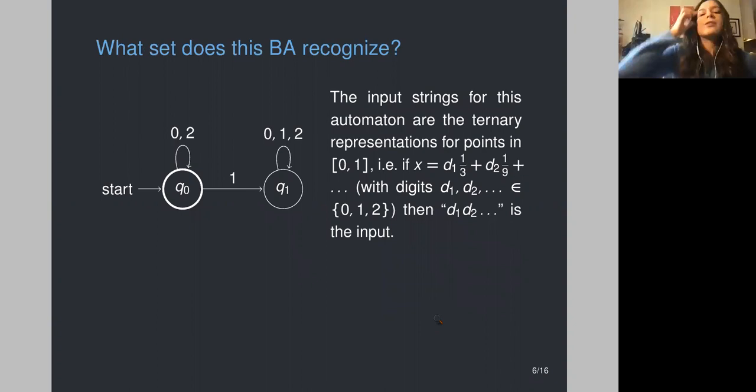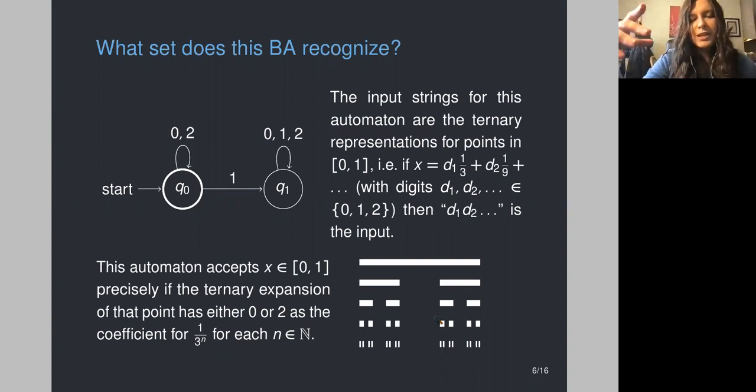So this particular automaton I'm bringing up for a reason. What does this Buchi automaton recognize? We can see by examination that the strings it recognizes are those that only have zeros and twos in their ternary representations. As soon as a one appears, it goes to this Q1, which is sort of a dead state. I didn't need to include Q1. I could have just had Q0 and made delta a partial function, but I chose to include it for illustrative purposes.